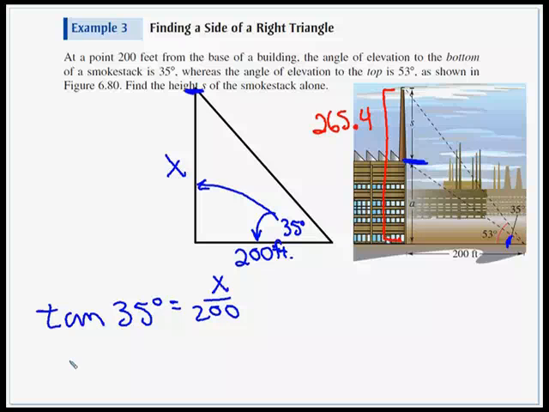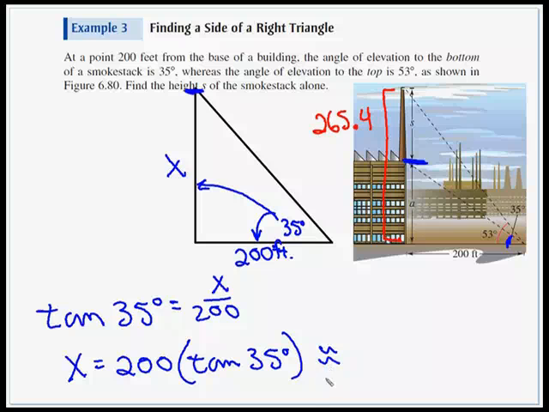And again, multiply both sides by 200. X is 200 times the tangent of 35 degrees. And if we punch that in the calculator, we're going to get approximately 140 feet. So the height of just the building, why did I put degrees again? 140 feet. So the height of just the building is 140.